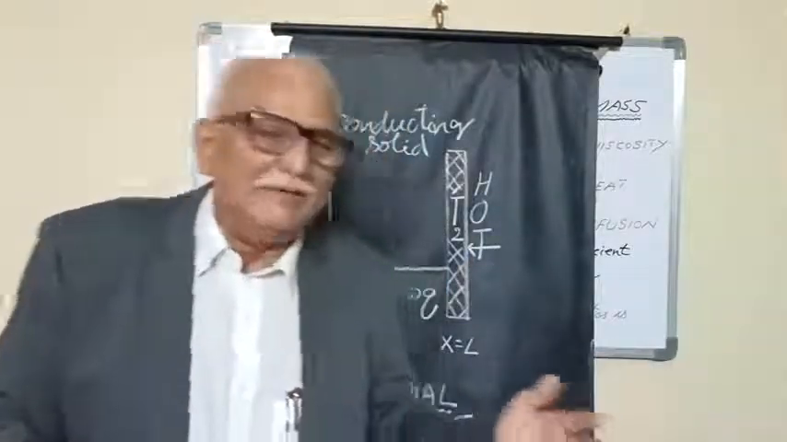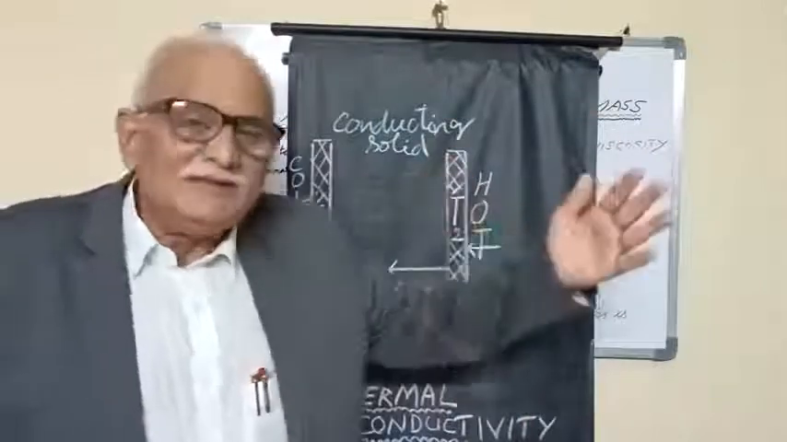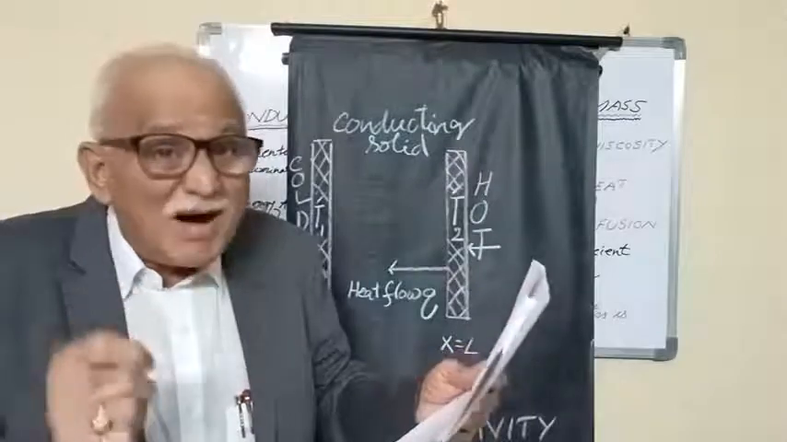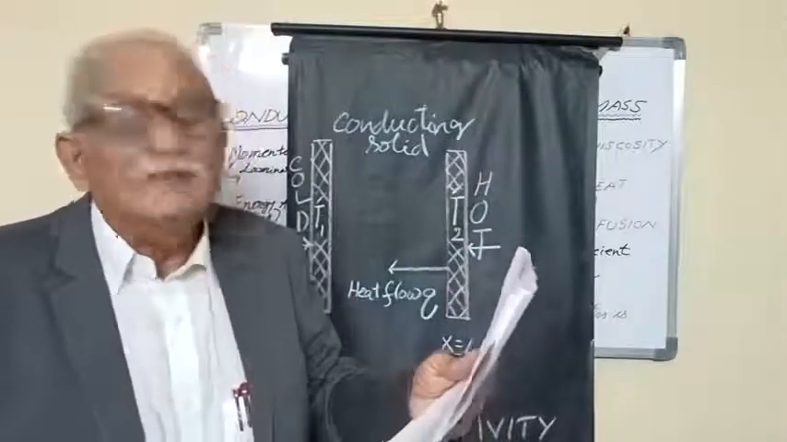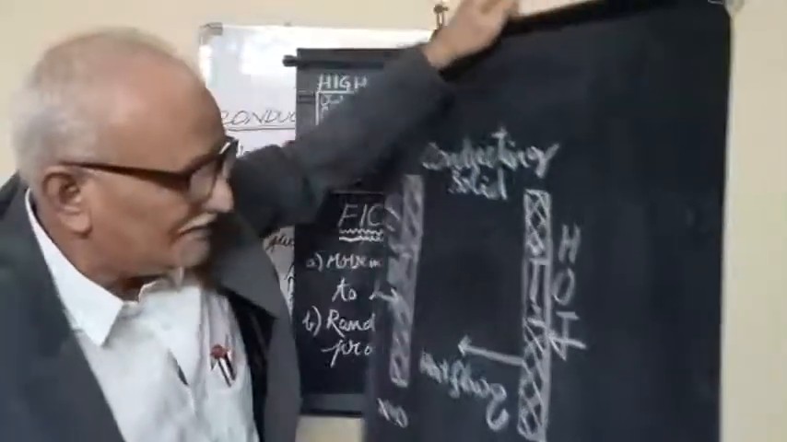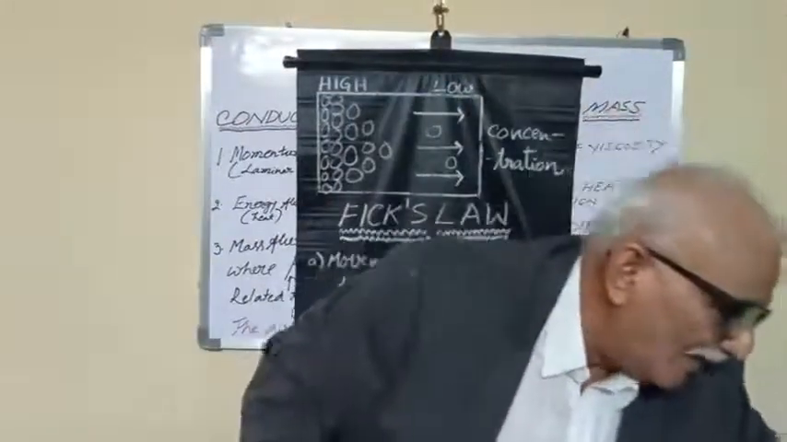Earlier we tried to understand the momentum flux. Now this is the heat flux. So what is the third one? The third one is the mass flux. Mass flux follows Fick's law, F-I-C-K-S. What is Fick's law?